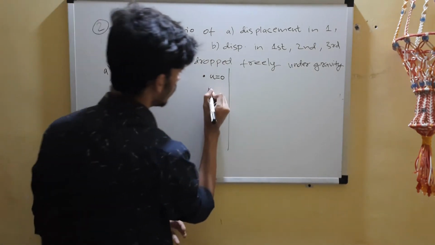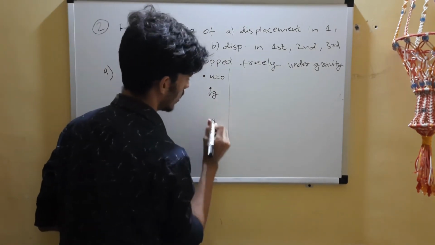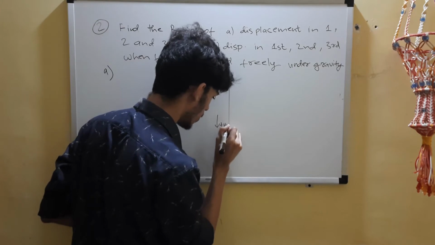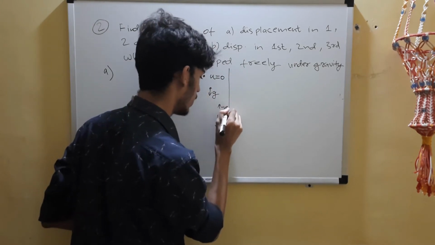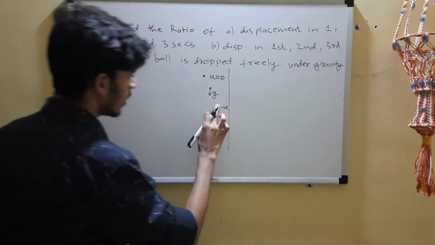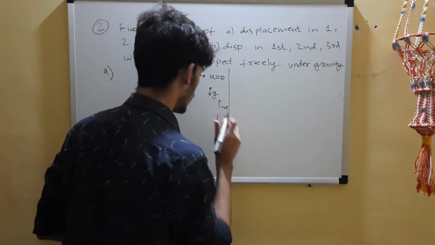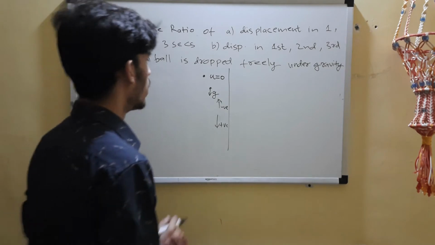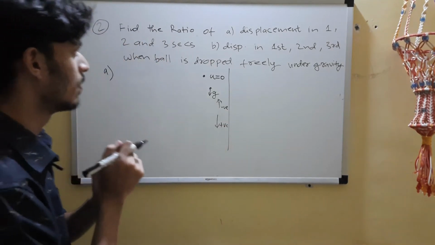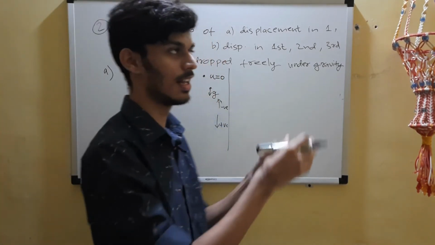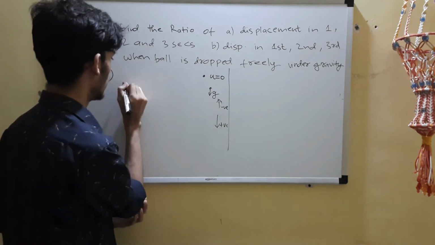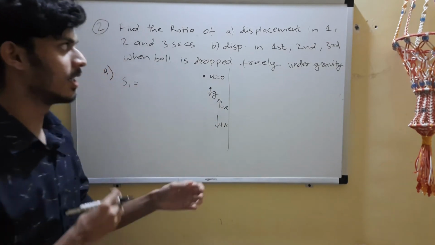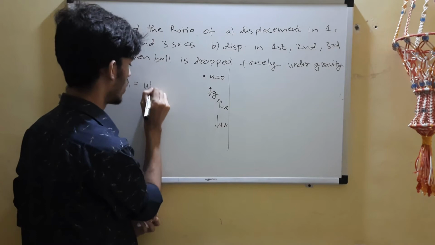So now you know g is in the downward direction. Now I'll take the downward direction to be positive and upward to be negative, because it will be easier. You can take the reverse also. Doesn't really matter. Okay. So you have to find the displacement in the first, second and the third second, the ratio basically. So S1, displacement in first second, so ut plus half at square.